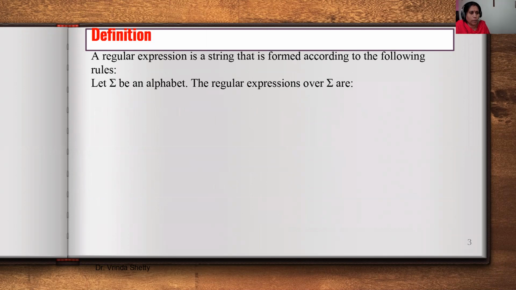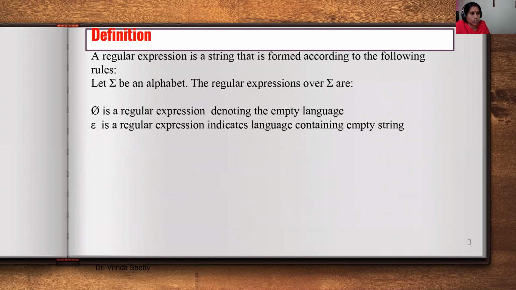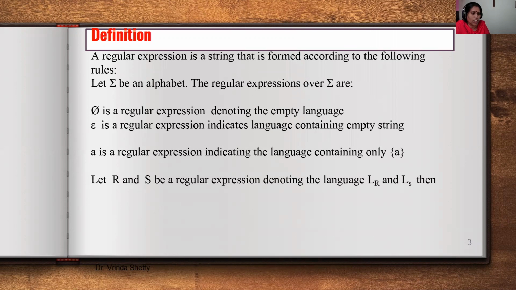Let sigma be an alphabet. The regular expressions over sigma are as follows. Phi is a regular expression denoting an empty language. Epsilon is a regular expression indicating the language containing the empty string. A is a regular expression which indicates the language containing only A.